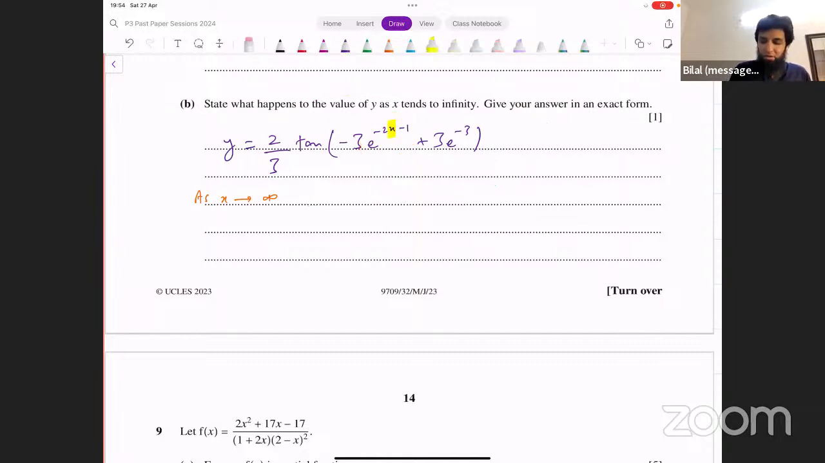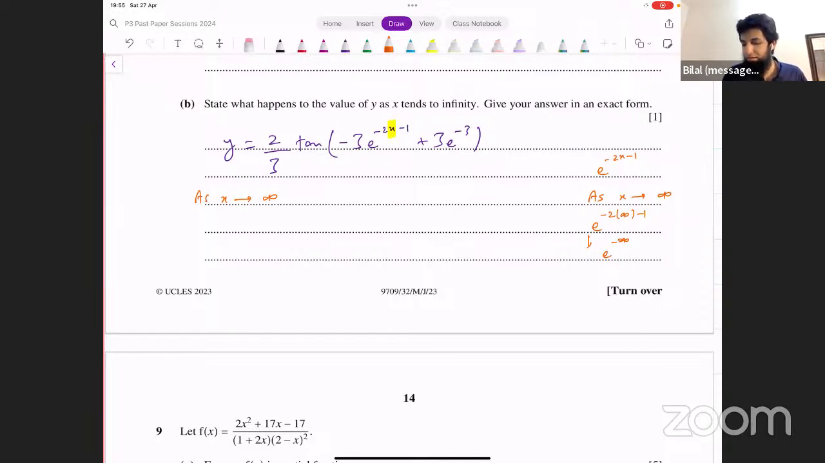So let's focus on this part. e raised to power minus 2x minus 1. What is going to happen to this? If x becomes very large, what happens? As x goes towards infinity, we are going to get e raised to power some extremely large number, but that's a negative number. e raised to power minus 2 into infinity minus 1. That basically gives you e raised to power minus infinity, e raised to power an extremely large negative number. What is that going to be?